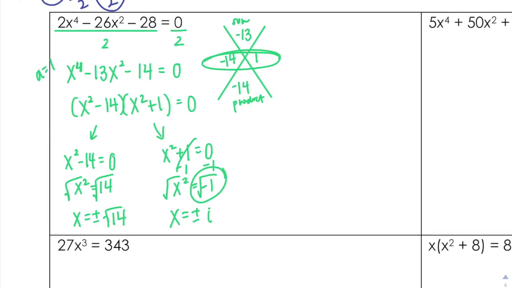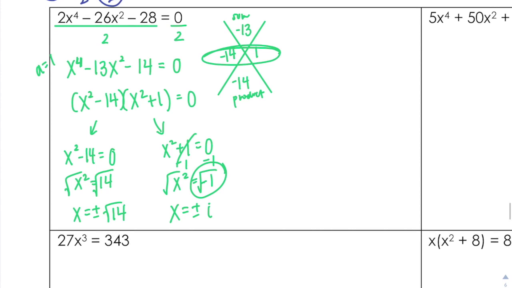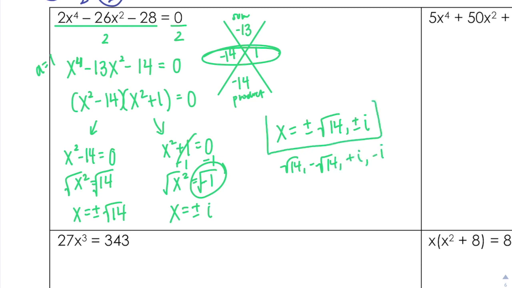So in this polynomial, I have 2 real solutions and 2 imaginary solutions. So I have plus or minus the square root of 14, which nothing can take out, 7 and 2. There's no perfect pairs in there at all. And then I have plus or minus i. So 2 real solutions, 2 imaginary solutions, but because there's 4 total solutions, each one would have a multiplicity of 1. That's it.